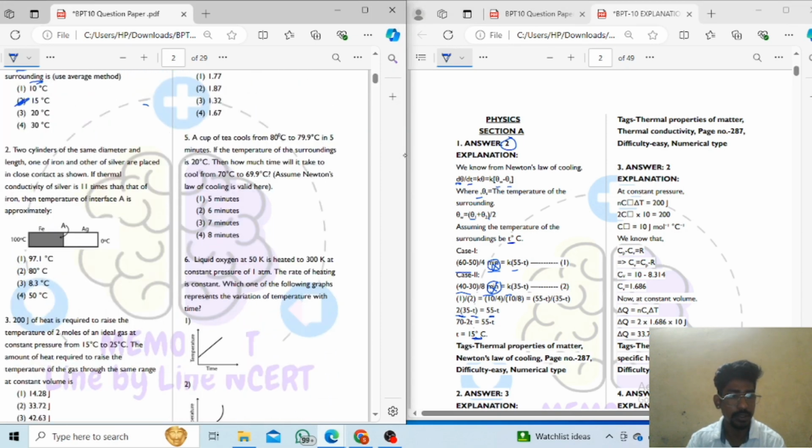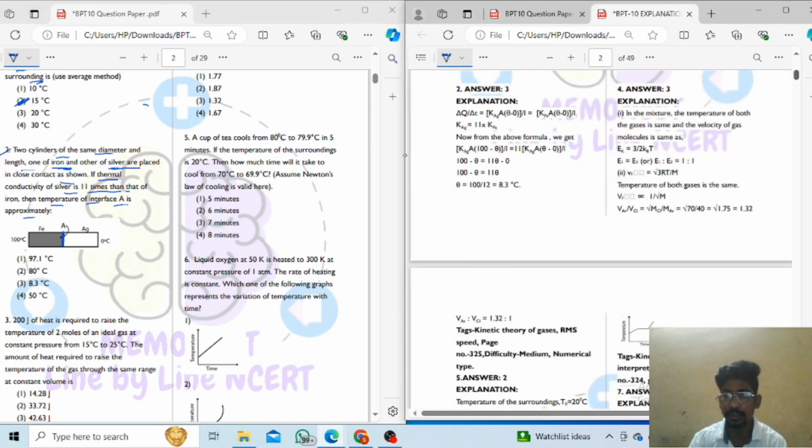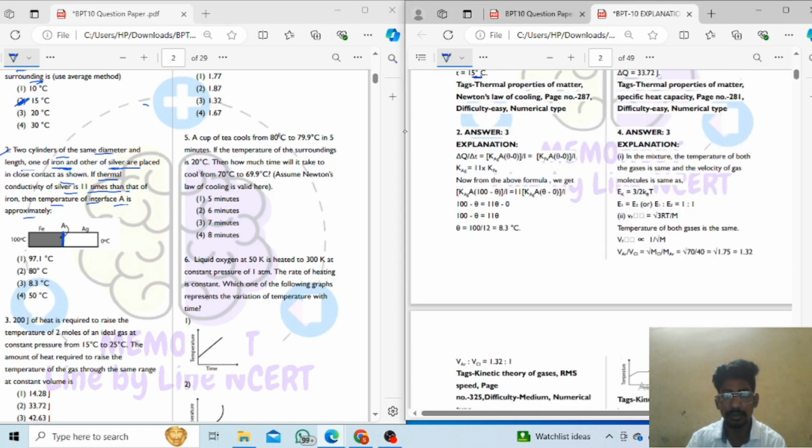Question number 2. Two cylinders of the same diameter and length, one of iron and another of silver. Because the two materials are different, their thermal expansion will be different also. As shown, if the thermal conductivity of silver is 11 times that of iron, calculate the temperature of interface A, means the contact temperature, the contact face. So how to calculate this? Right, understand this.